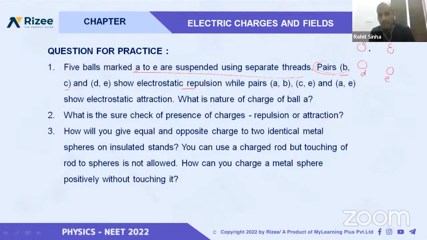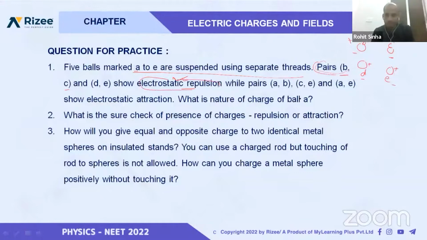We can say that either B will have positive or C will have positive, or B will have negative or C will have negative, because they are showing repulsion. If D has positive, then E also will have positive. If D has negative, then E also will have negative. That means they both will have same charge. One conclusion we can take from this statement, that this pair of charges are showing repulsion. Got it?